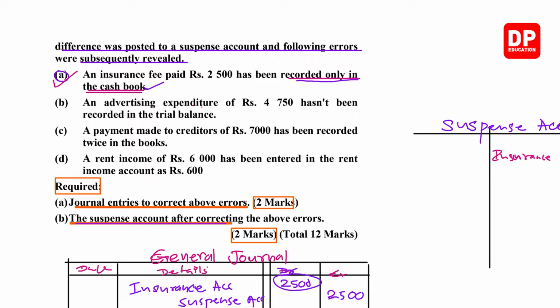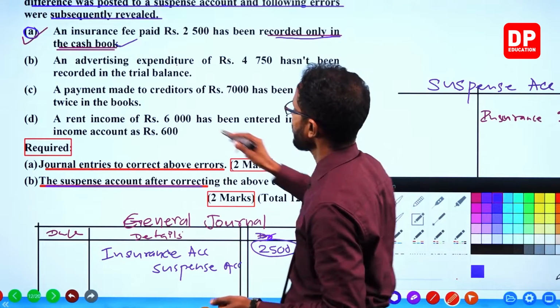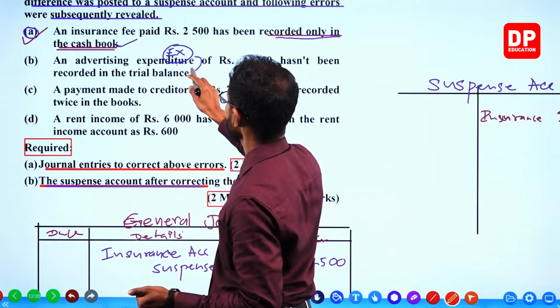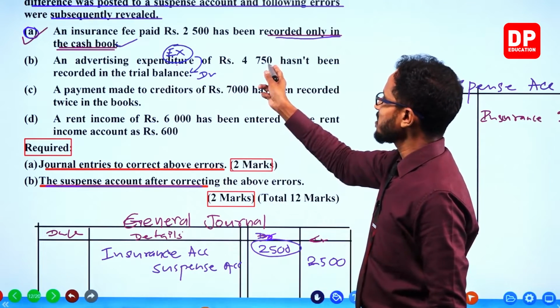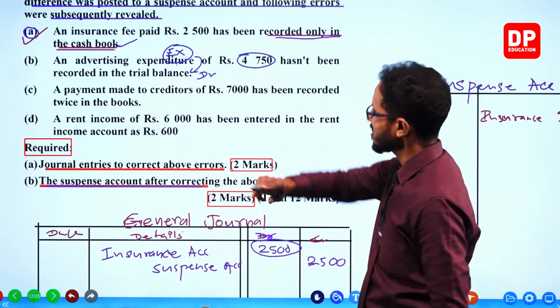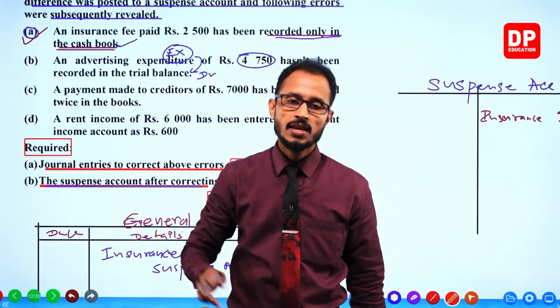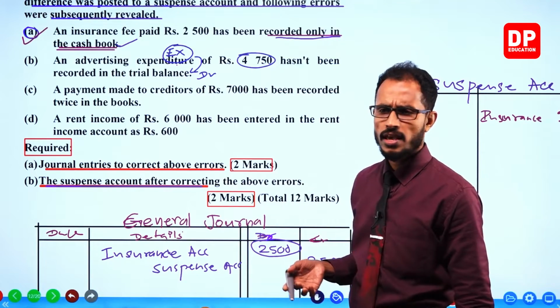Advertising expense is an expense. Expense account balances go to the debit side of the trial balance. This is an expense account, so it goes to the debit of the trial balance. So now on the debit side, 4,750 is missing. That means you must enter 4,750 to the debit side of the trial balance.